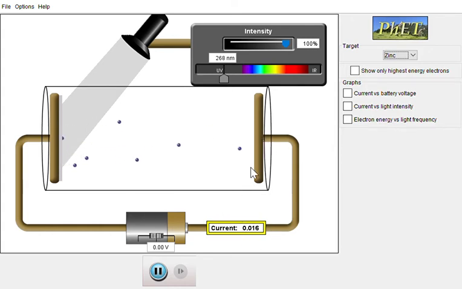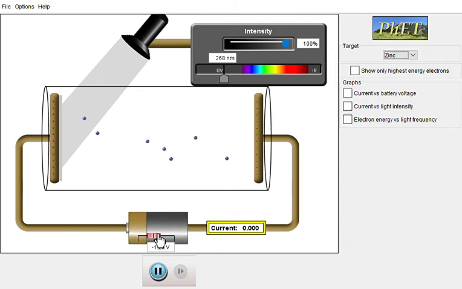Now it's possible, by applying a potential difference across the plates in the opposite direction, to slow those electrons down and reduce the current to 0. You can see that if I move the slider very slightly to the left, my current, my very small current of 16 milliamps, can be brought to 0 with a potential of only negative 0.2, I think.